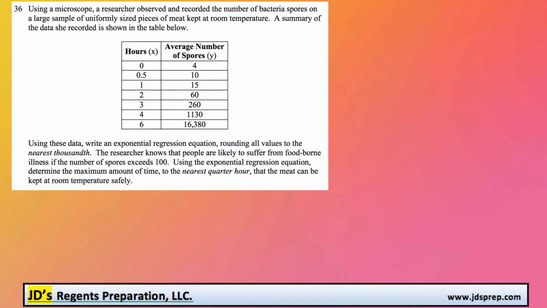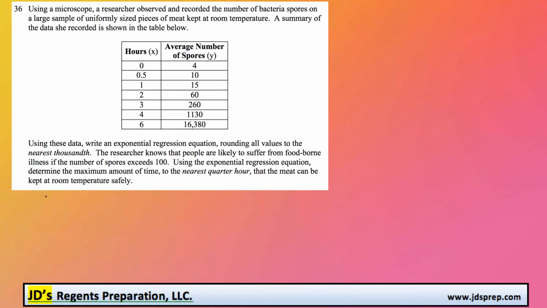This is question number 36 from the August 2017 Algebra 2 exam. Long story short, in the first part of this problem, we're basically trying to find the exponential regression equation from the data in this table. So we're going to be using a graphing calculator to help us do that.